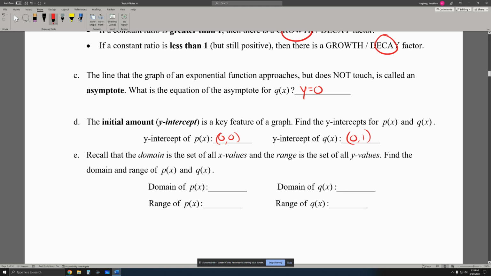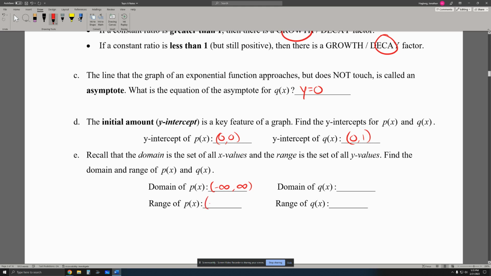Now remember that domain is the set of all x values, all of the inputs that we can plug into the function. And then the range is the set of all the y values, all of the outputs of the function. Therefore, the domain for p of x, our linear function, is all real numbers. You can plug in any value into a linear function. So we're going to write this from negative infinity to infinity. You can plug in any number. This also means all real numbers.